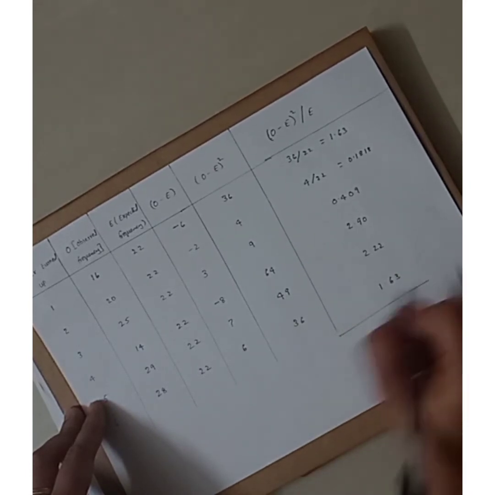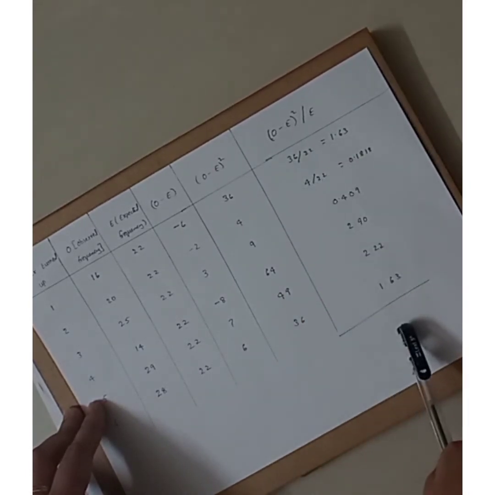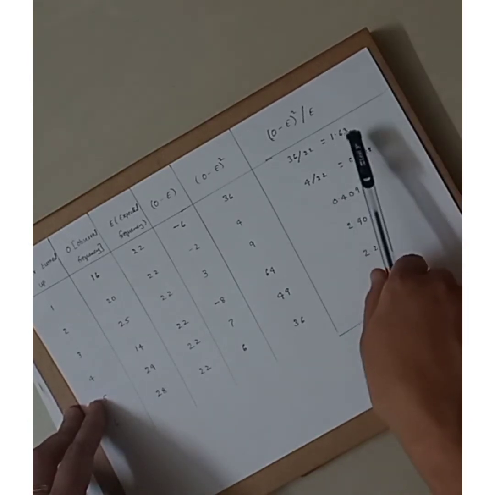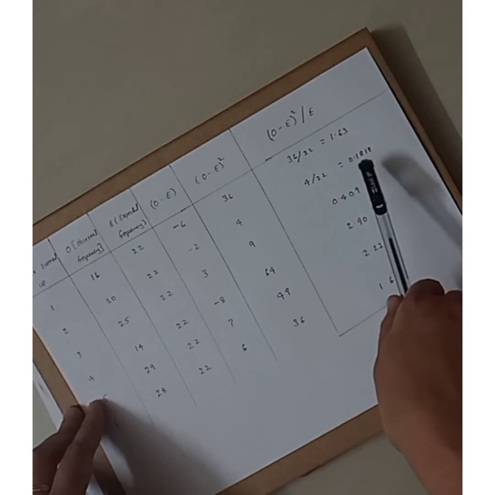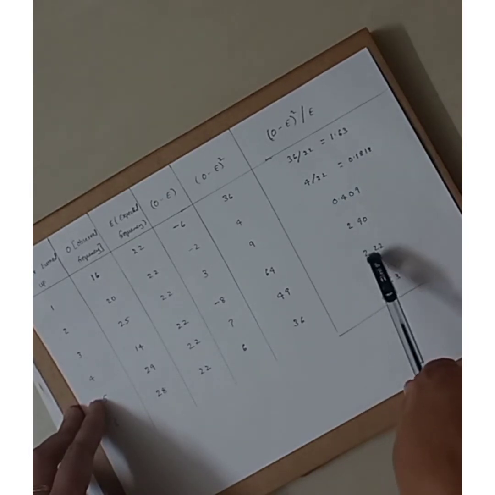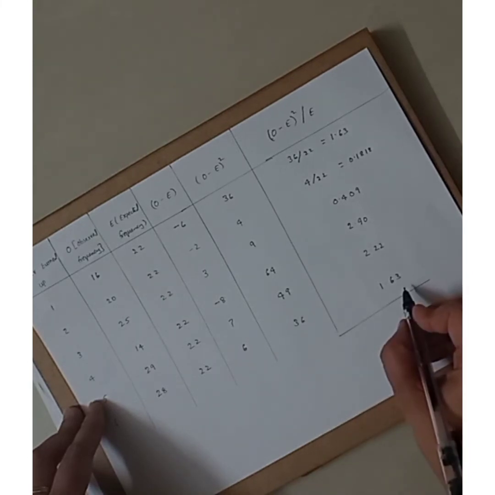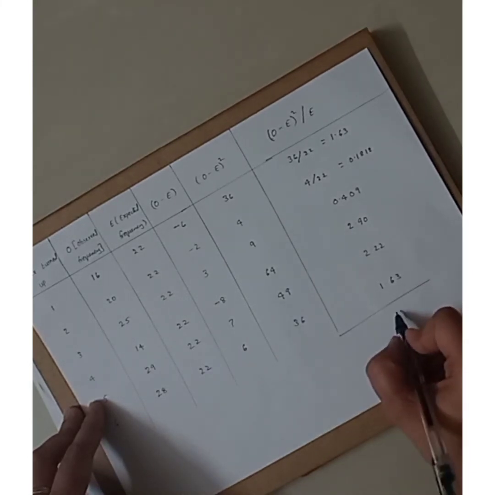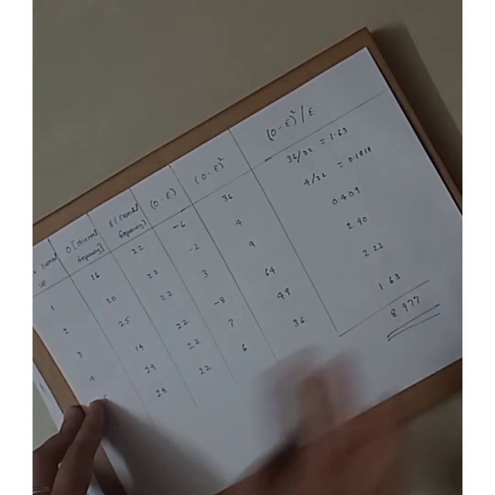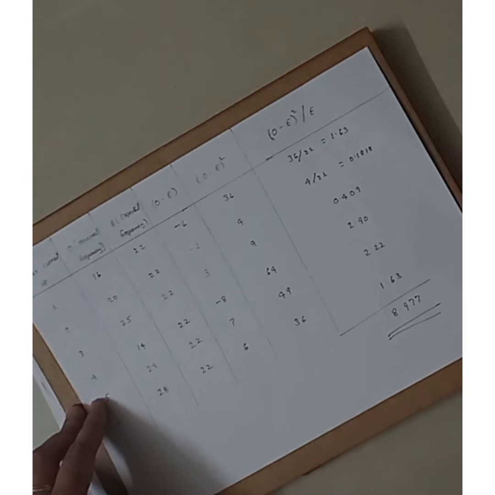Okay. Now the thing is you need to sum it up. How do you sum it up? That is the chi-squared value, right? 1.63 plus 0.1818 plus 0.409 plus 2.90 plus 2.22 plus 1.63. When you sum it up, you will get 8.977. Okay, so you got this particular value.